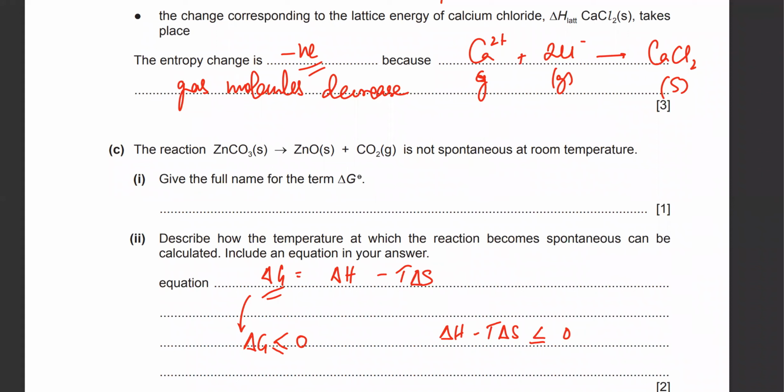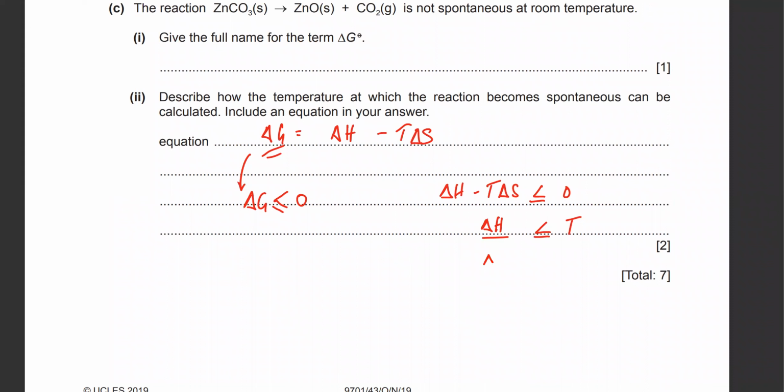And then what you can do is make T the subject of the equation. So T would become greater than or equal to delta H divided by delta S. Is this clear? And you can solve for T. So is this clear? Yes or no? Is this clear? Yep.